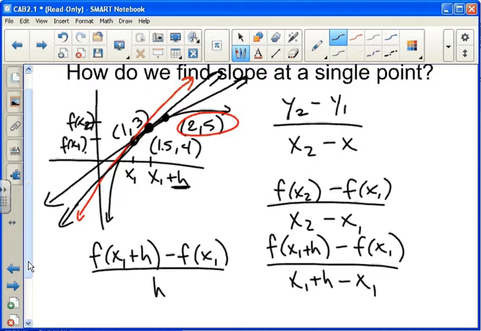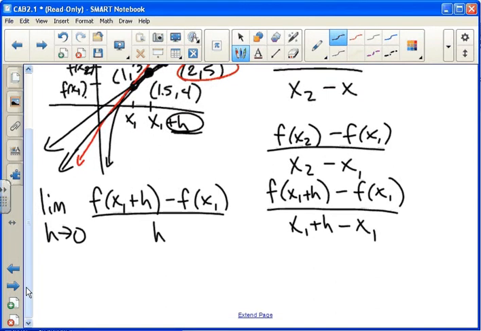As those points get closer and closer together, h should get closer and closer to 0, because the distance h really represents the distance between the 2 points, and if we make the distance between them 0, then h is going to be approaching 0. So we just talked about limits, and here they are again. The limit as h approaches 0 of f of x plus h minus f of x all over h. And this is the limit definition of a derivative.